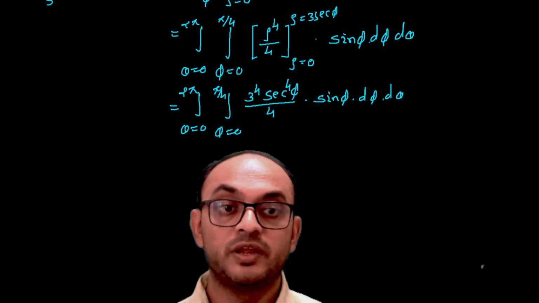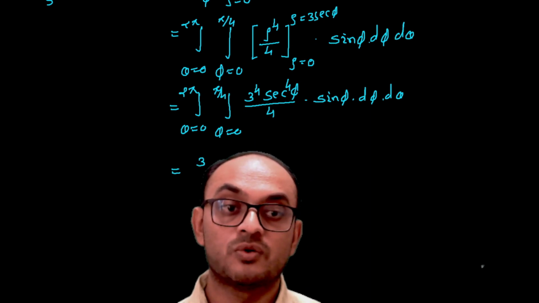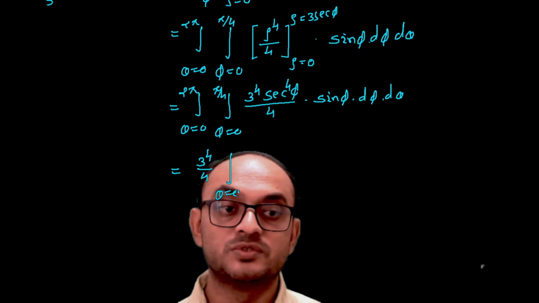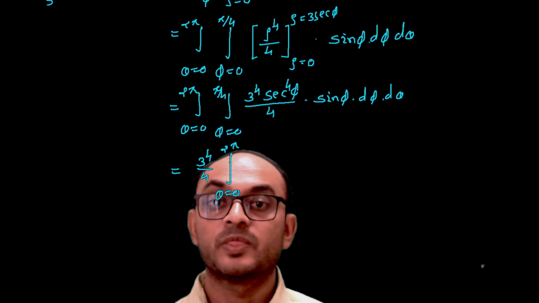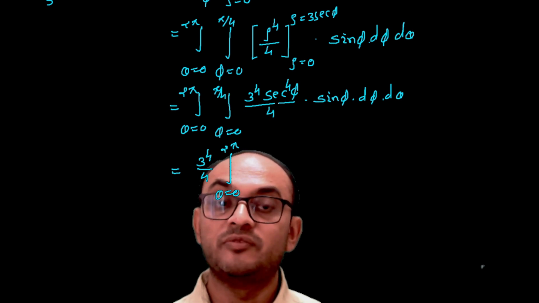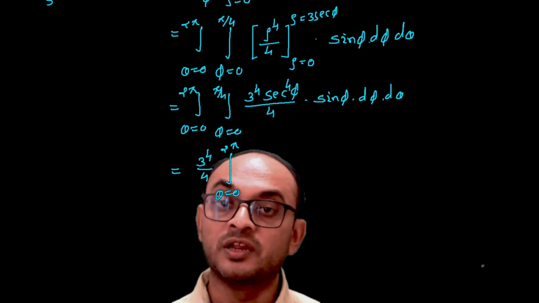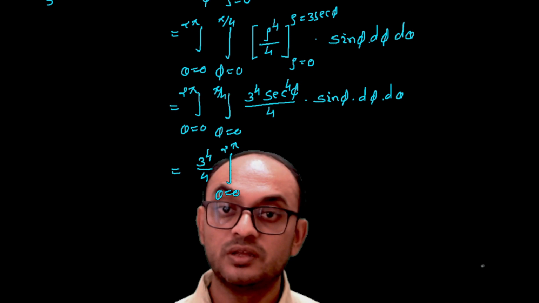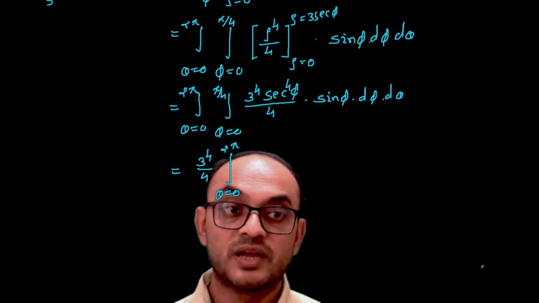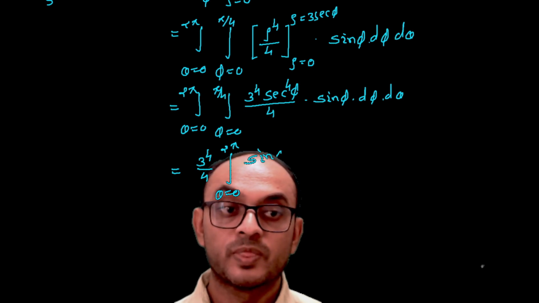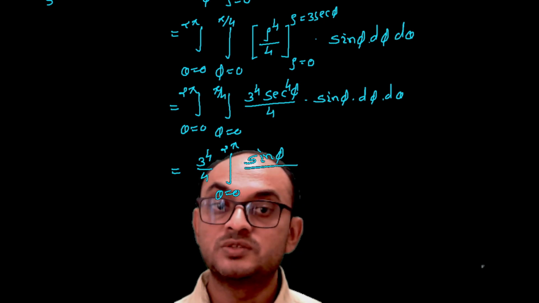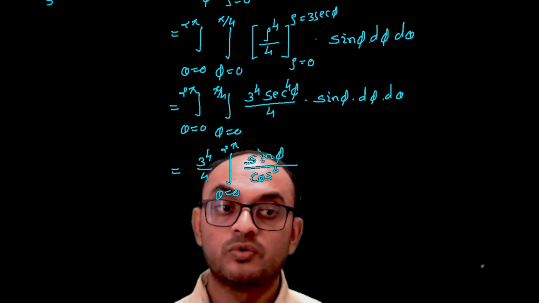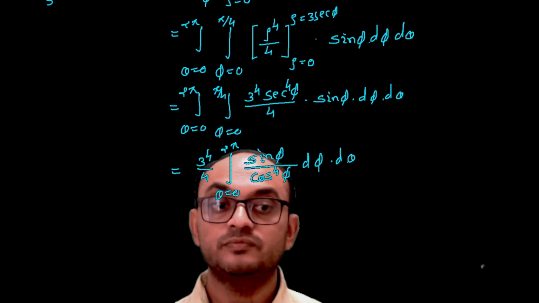So now 3 raised to 4 divided by 4 is the constant quantity. So 3 raised to 4 divided by 4, theta is equal to 0 to 2 pi. Now the question is, can we integrate sec raised to 4 phi into sin phi d phi d theta? How do we integrate this quantity? So sin phi, sec raised to 4 is what? 1 upon cos raised to 4 phi d phi d theta.